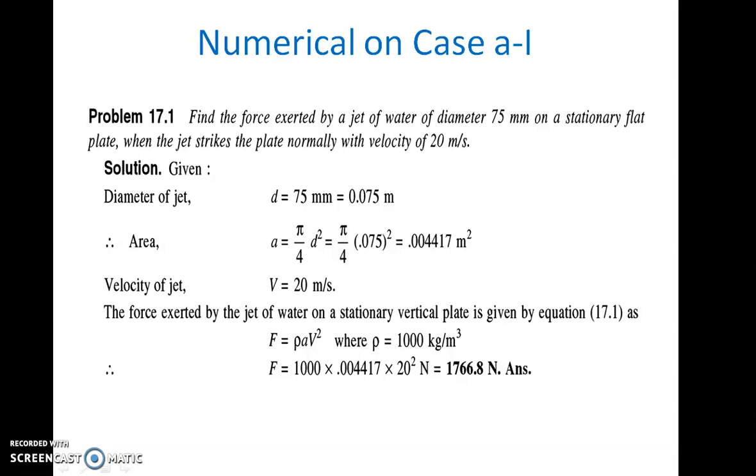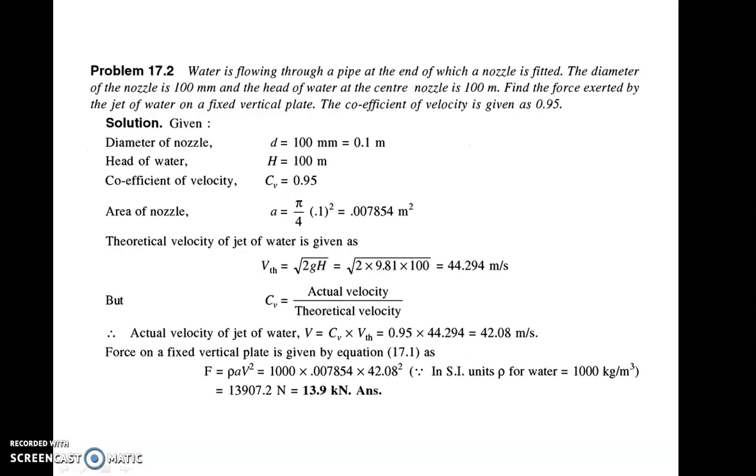We now have the ready-made formula, force is calculated by rho a v square. So you put all the values, rho as 1000, the area you have calculated, velocity 20. You will get force equal to 1000 multiplied by 0.004417 into 20 square. That will give you the force in x direction as 1766.8 Newton. So this is the force exerted by the jet on the plate for a stationary vertical plate. So this is a very simple numerical. Let us immediately see the next numerical on the same, that is the stationary vertical plate.